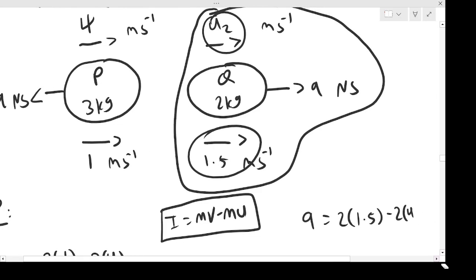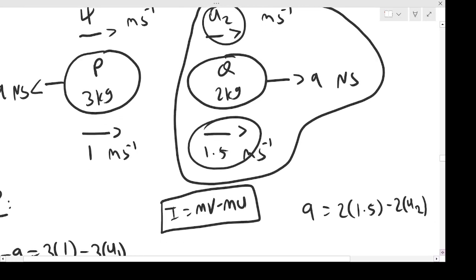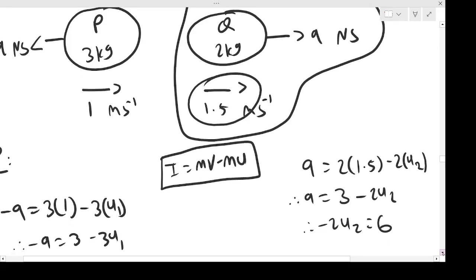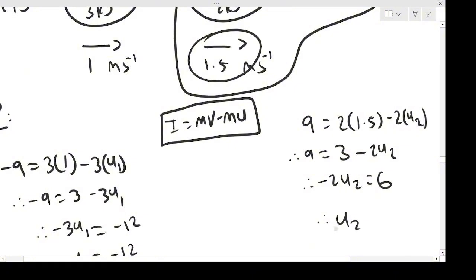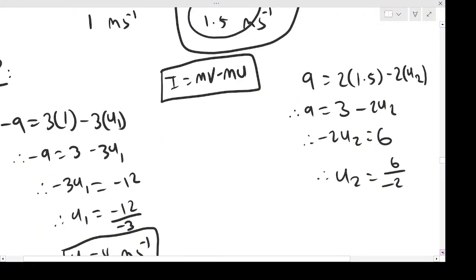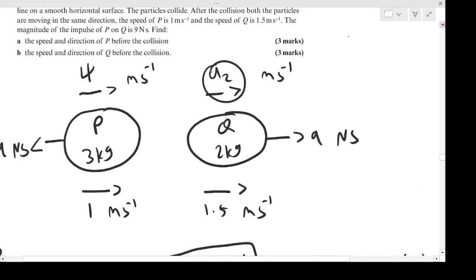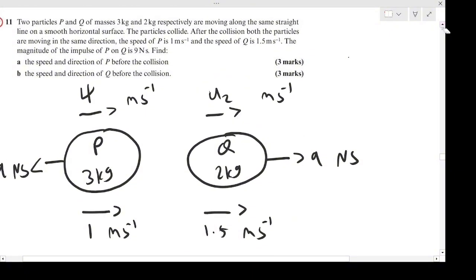And so then I just solve this equation for u2. So therefore 9, 2 times 1.5 is 3, take away 2 lots of u2, therefore minus 2 lots of u2. If I subtract 3, I get 6. Therefore, if I divide by minus 2, so 6 divided by minus 2, that gets me u2 to be minus 3. And there we are. u2 is minus 3. So we've got an answer of minus 3.